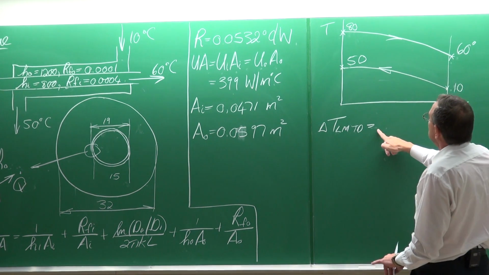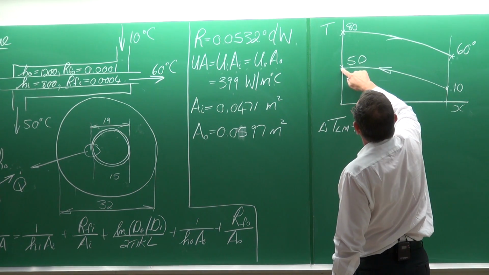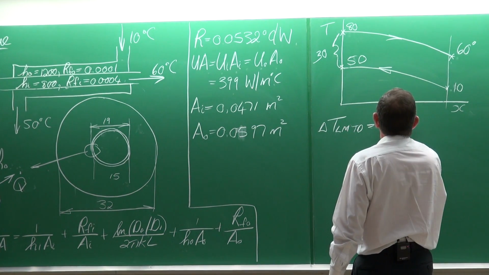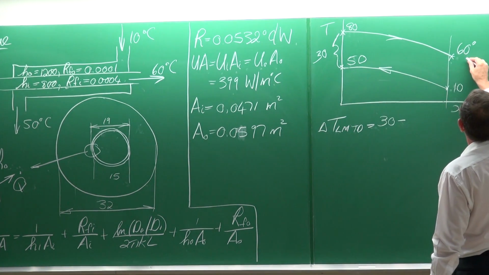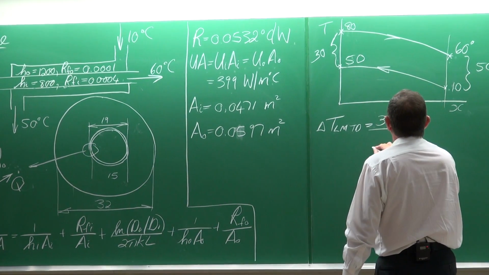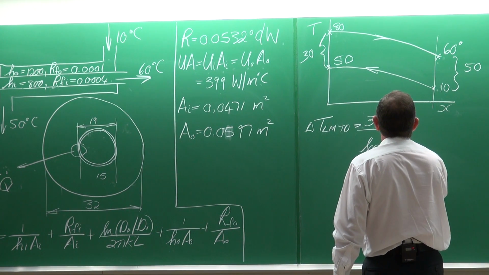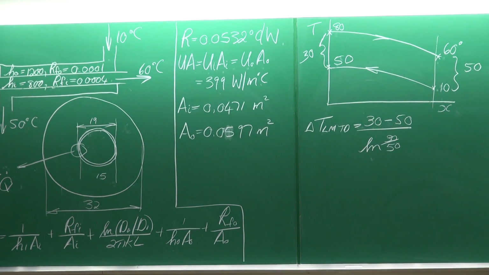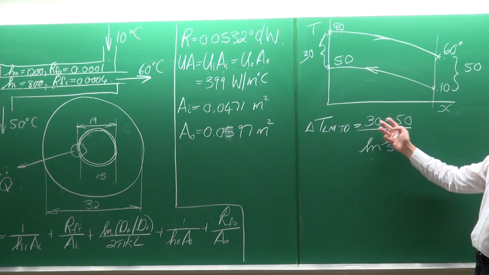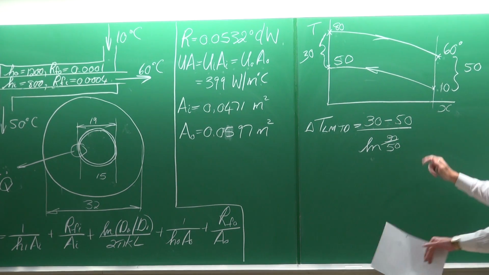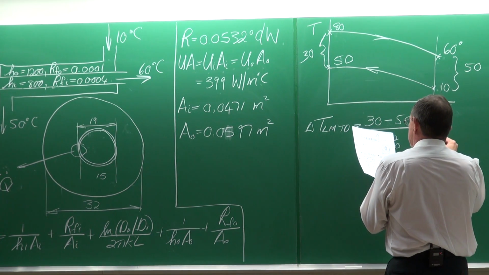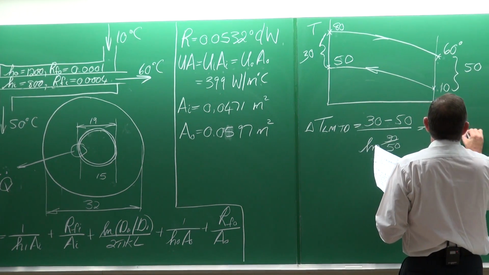So LMTD means it is this temperature difference. That temperature difference is 30, 80 minus 50 is 30, minus this temperature difference, which is 50. So 30 minus 50 divided by the ln of 30 divided by 50, those two. You might worry about the fact that you're going to get a negative sign here. You can just ignore it, make it a positive sign. It will still work. It is very robust. And then you will get an LMTD of 60.15 degrees Celsius.